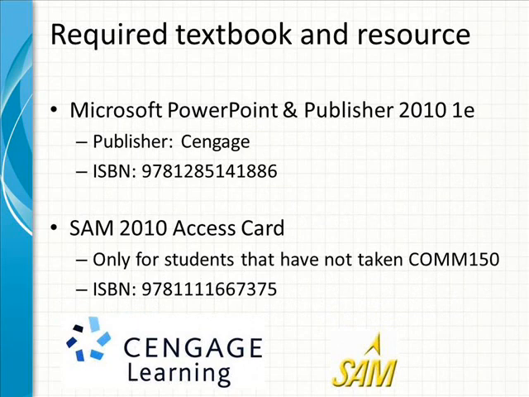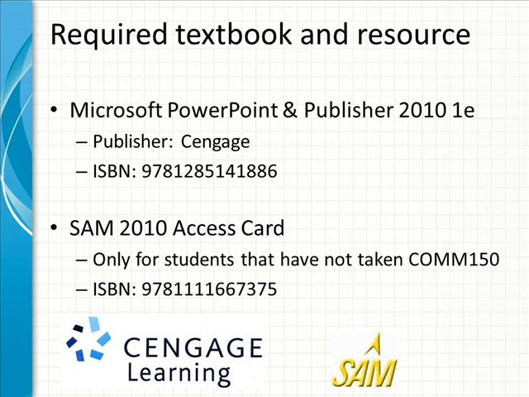Now we have a required textbook and resource from the bookstore. The first is Microsoft PowerPoint and Publisher 2010, and that's published by Cengage, and the ISBN number's right there on the screen. In addition, you'll need access to SAM, and you'll use a SAM access card. Now if you've already taken COM 150 or you're taking it this semester, that card is good for both courses. So you don't need to purchase a separate card just for this course. So these aren't bundled for that reason.